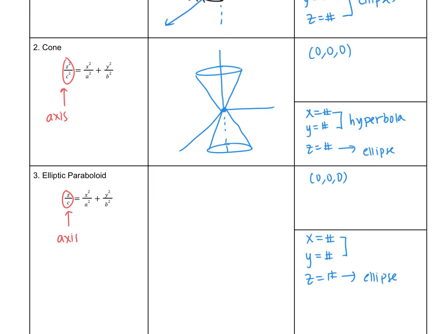This time, though, if x or y are equal to some number, so if x is equal to some number, let's say, then all we have is y squared. These would give us parabolas. And one thing to remember, in this case, z is only 0 or bigger. So what this is going to give us then is something similar to that example 3 we did.